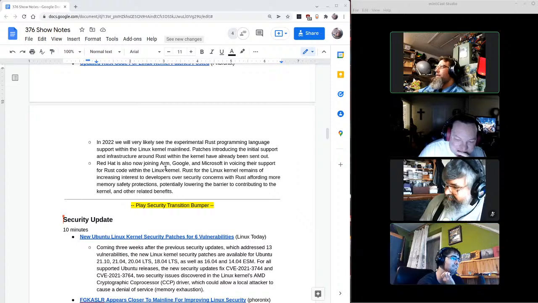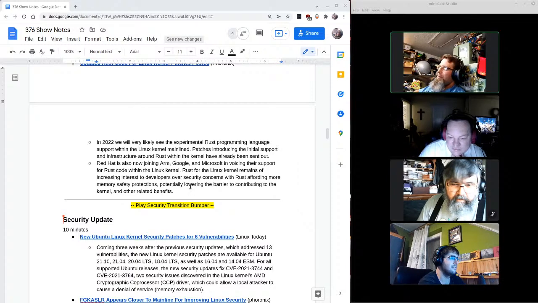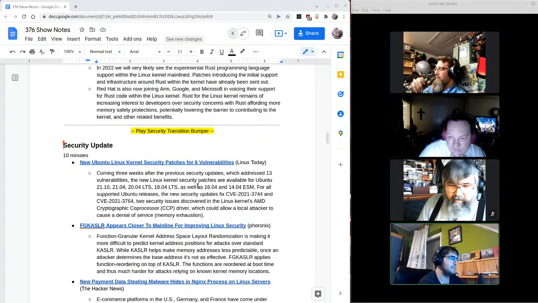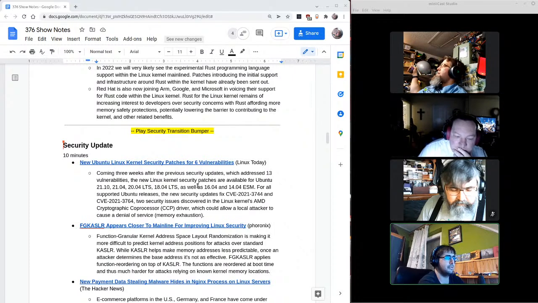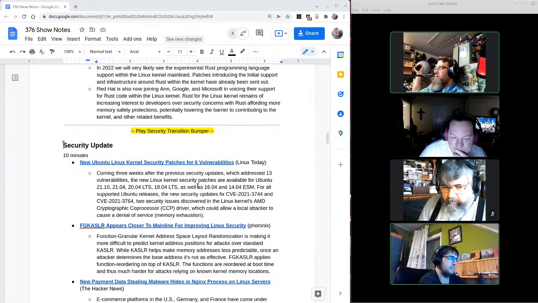Okay, Red Hat is also now joining ARM, Google, and Microsoft in voicing their support for Rust code within the Linux kernel. Rust for the Linux kernel remains of increasing interest to developers over security concerns, with Rust affording more memory safety protections, potentially lowering the barrier to contributing to the kernel and other related benefits. This is interesting because I hear a lot of people say how Rust is a very security focused language, but I've seen someone somewhere say that it is not really.